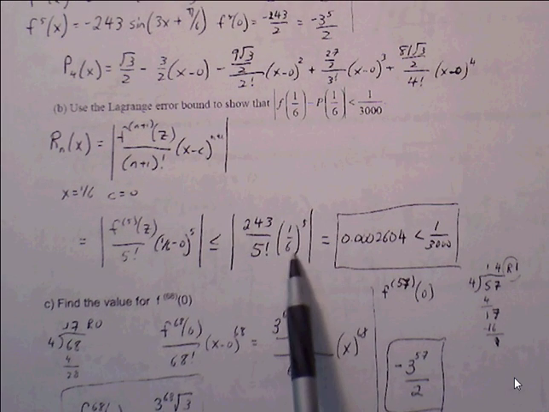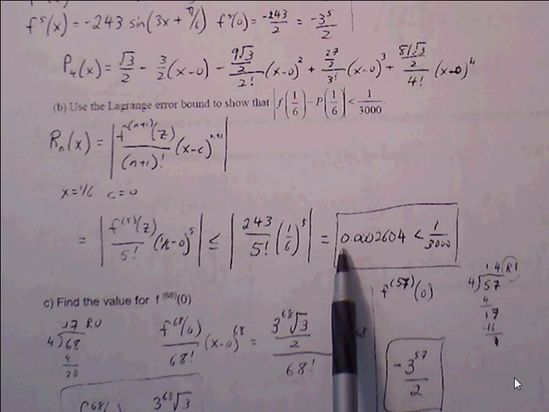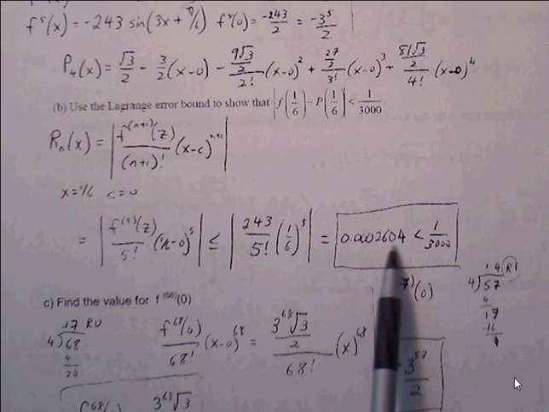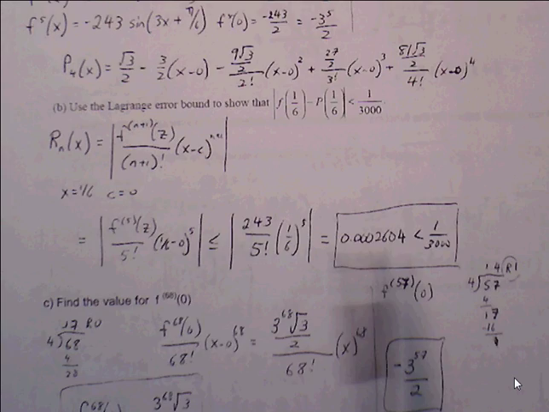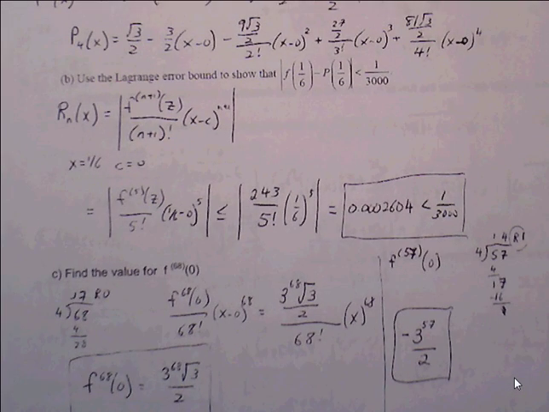If we clean this up and use our calculator, we get 0.002604, which, if we check, is less than 1/3,000. Okay, part C.